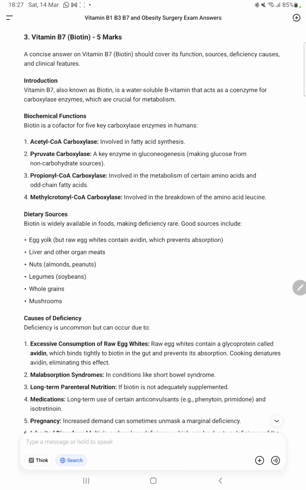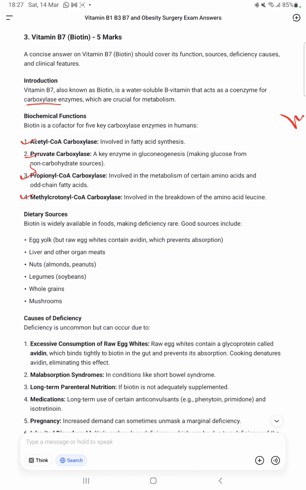Now the next is vitamin B7, that is biotin deficiency. So vitamin B7, also known as biotin, again it's a water soluble vitamin, and it is very important. It acts as a coenzyme for all the carboxylase enzymes. So biotin is a cofactor for 5 key carboxylase enzymes. So to remember: acetyl coenzyme A carboxylase involved in fatty acid synthesis, pyruvate carboxylase involved in gluconeogenesis, then propionyl CoA carboxylase, involved in metabolism of amino acids, and methylcrotonyl CoA carboxylase involved in the breakdown of leucine.